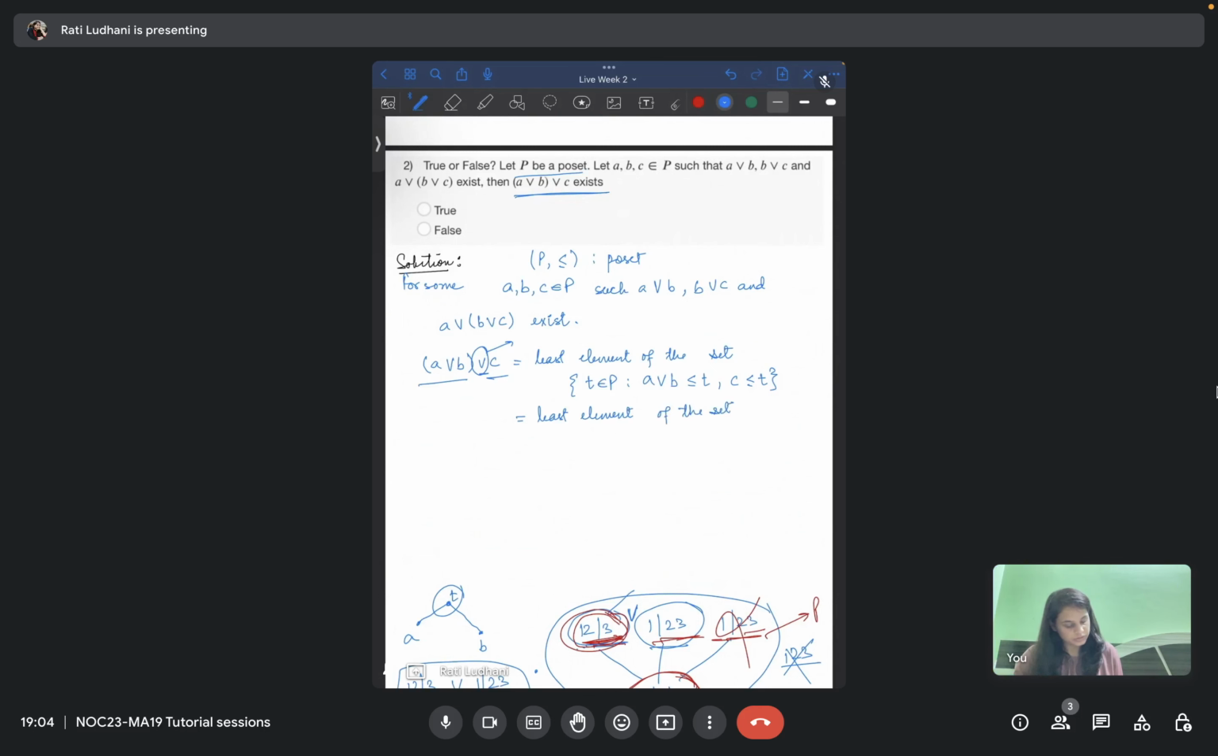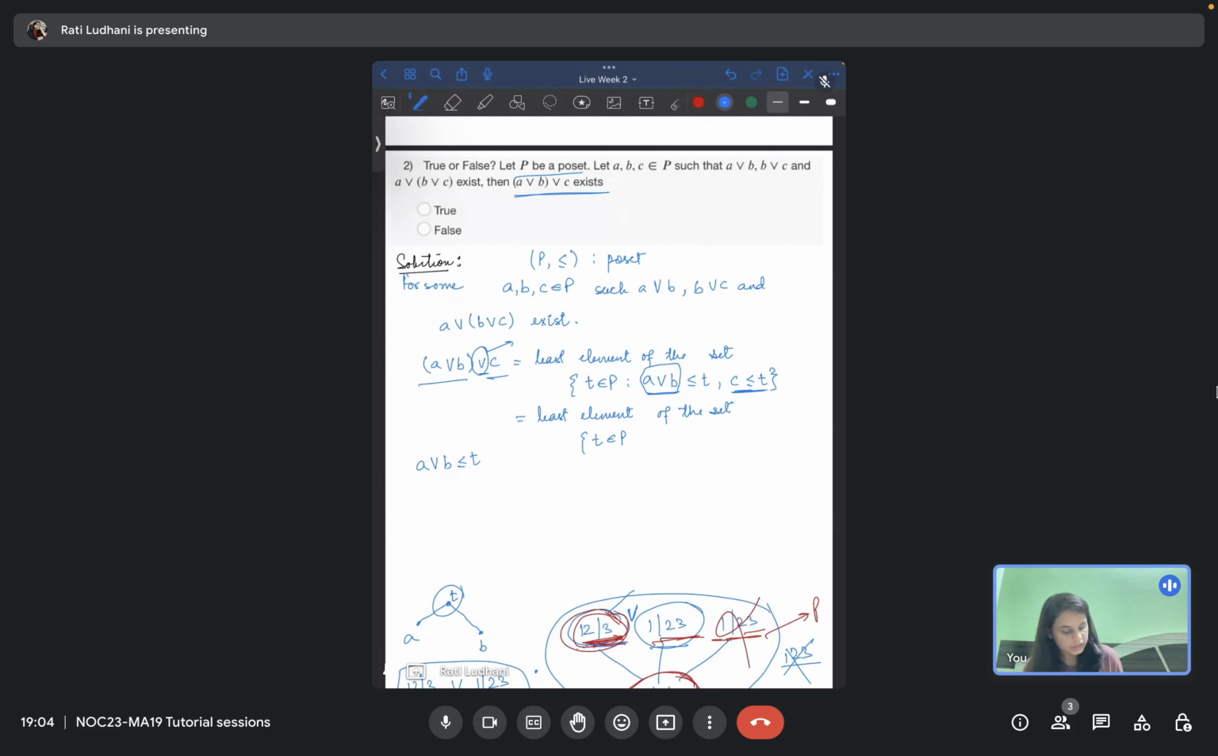Now what can we do? We have a join b, and here you have c join. Now let's see. If I say a join b is less than or equal to t, now you can open it, right? You can open that.